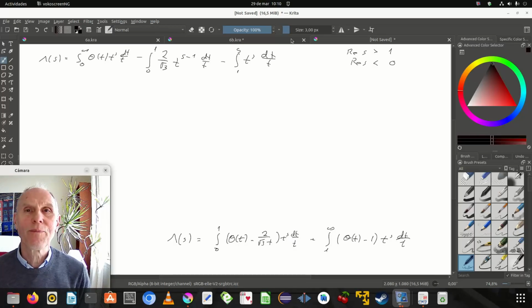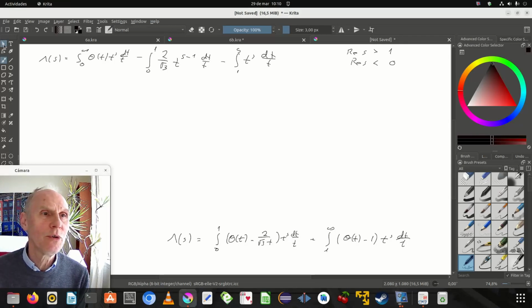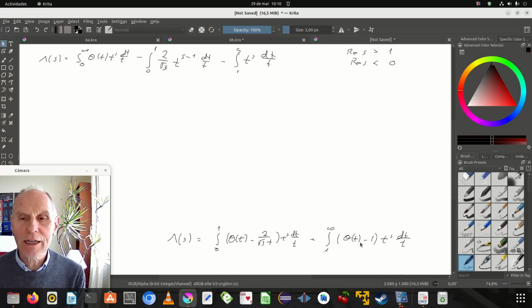I read the section on the Epstein zeta function again and realized that what we have to do was to take the x equals naught out of this sum, and that means that we always sum over all except x equals naught. So it's a little more complicated than I thought.